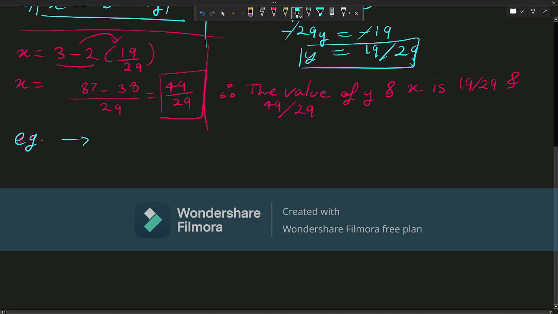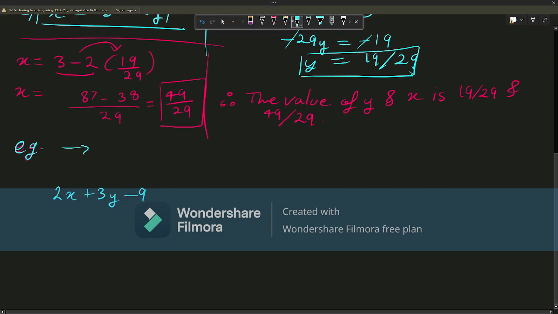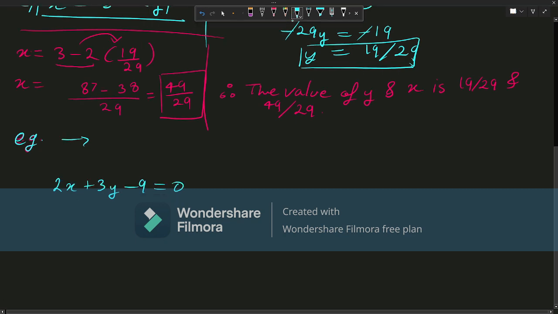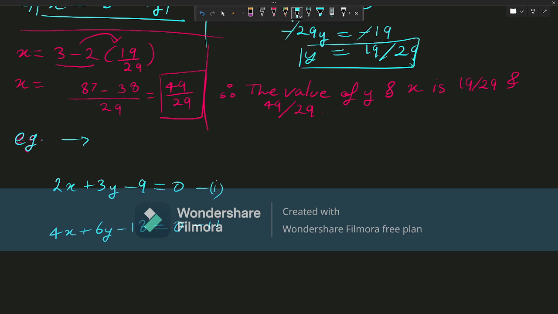Also in the question they will specifically mention to solve it by substitution or elimination. If they have not mentioned which method, then you can choose between elimination and substitution, but don't go with the other method which is deleted. Now here we have the equations 2x plus 3y minus 9 equal to 0 and 4x plus 6y minus 18 is equal to 0. This will be our equation 1. This is going to be our equation 2.